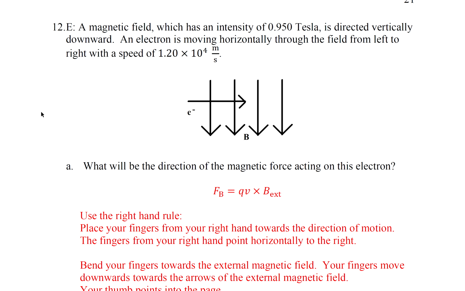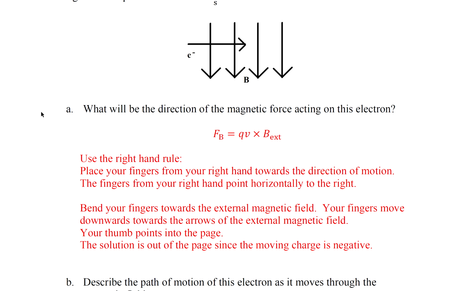Question 12. A magnetic field which has an intensity of 0.950 Tesla is directed vertically downward. An electron is moving horizontally through the field from left to right with a speed of 1.2 times 10 to the 4 meters per second. What will be the direction of the magnetic force acting on this electron? Part A. Here's the solution.